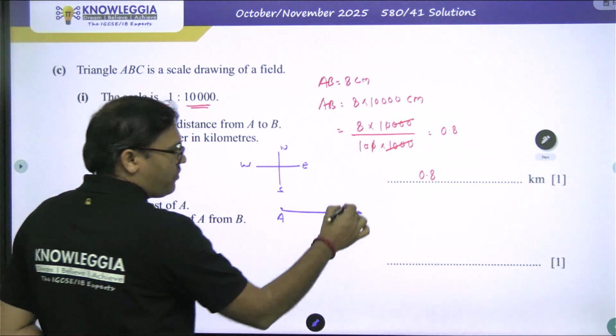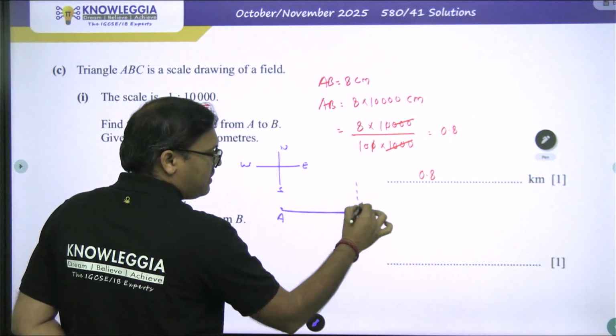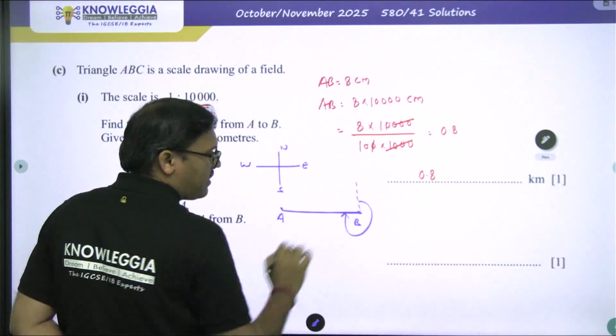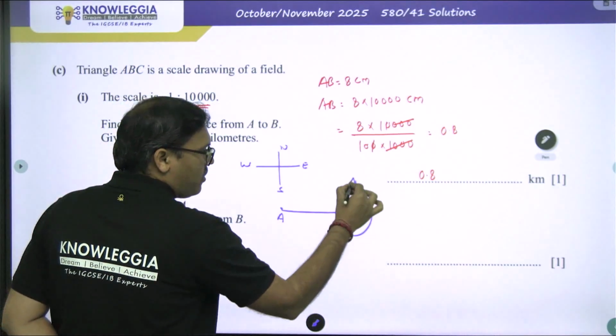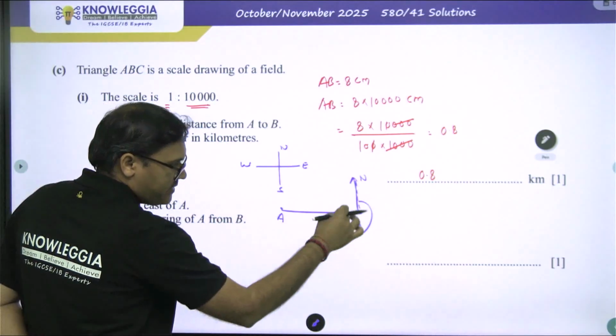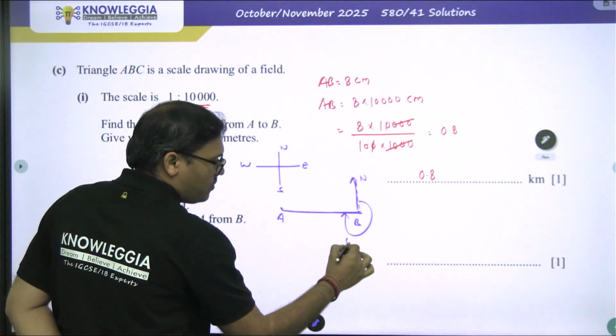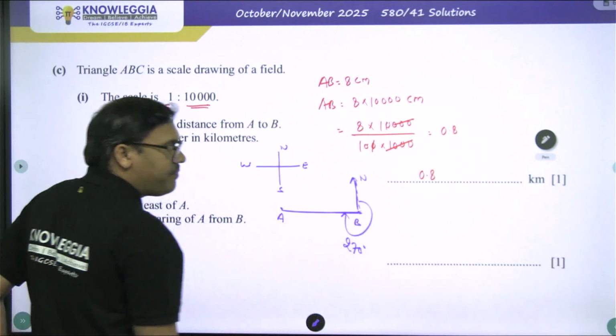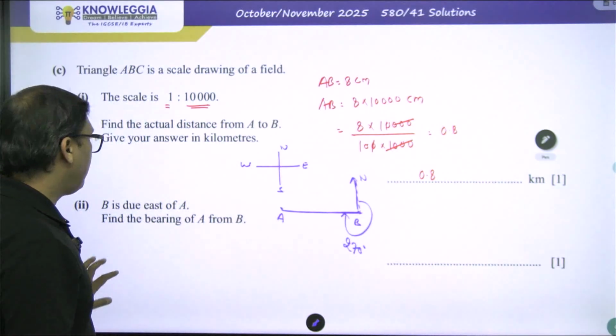From B, what is the value? You can see this angle. You have to measure this angle, correct? Because this is north for B, right? So bearing of A from B, you have to measure this angle, and you can see this 90 degree. So what is the answer? This is 270 degree. I hope this is clear, correct?